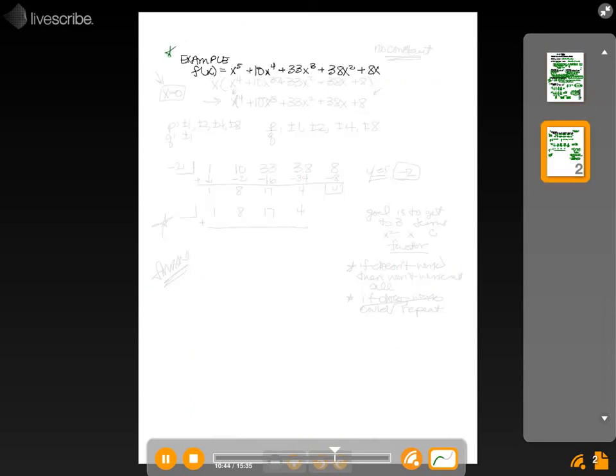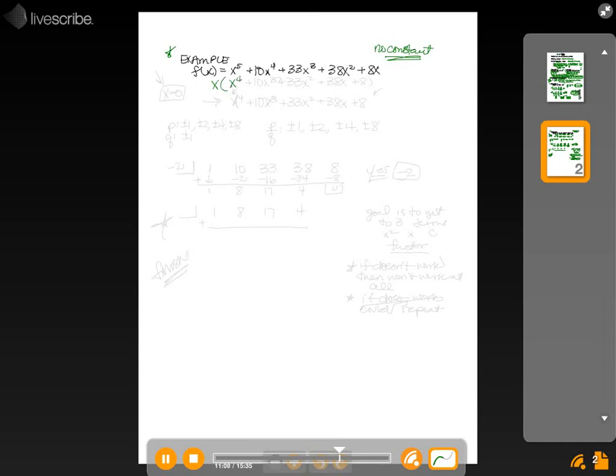This example is a little longer. f(x) equals x to the 5th plus 10x to the 4th plus 33x cubed plus 38x squared plus 8x. Okay, notice that there is no constant. We talked about this earlier when we were listing out the rational roots. If there's no constant, we're going to factor out a GCF, which in this case is x.